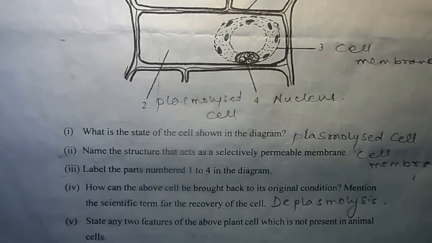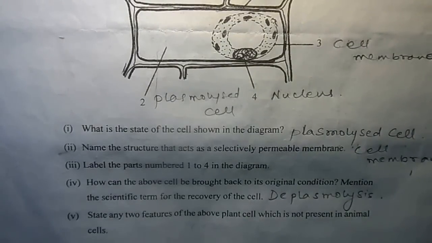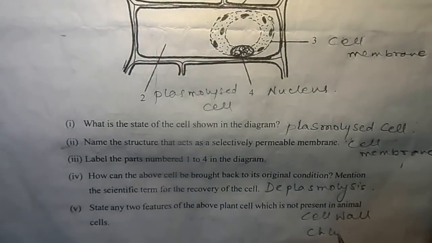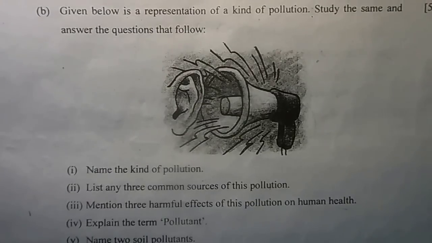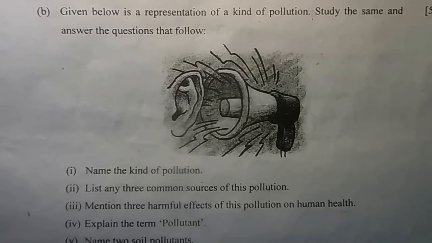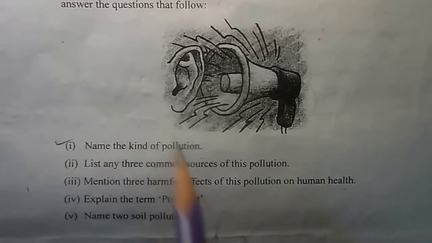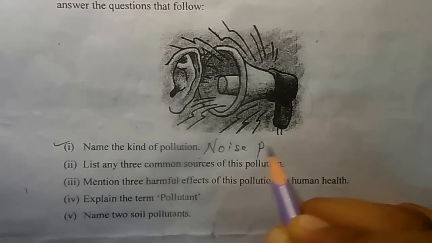In number 5, you have to state any two features of the above plant cell which are not present in animal cells, and they are cell wall and chloroplast. Now given below is a representation of a kind of pollution. Study the same and answer the question that follows. You have to name the kind of pollution, that is noise pollution.